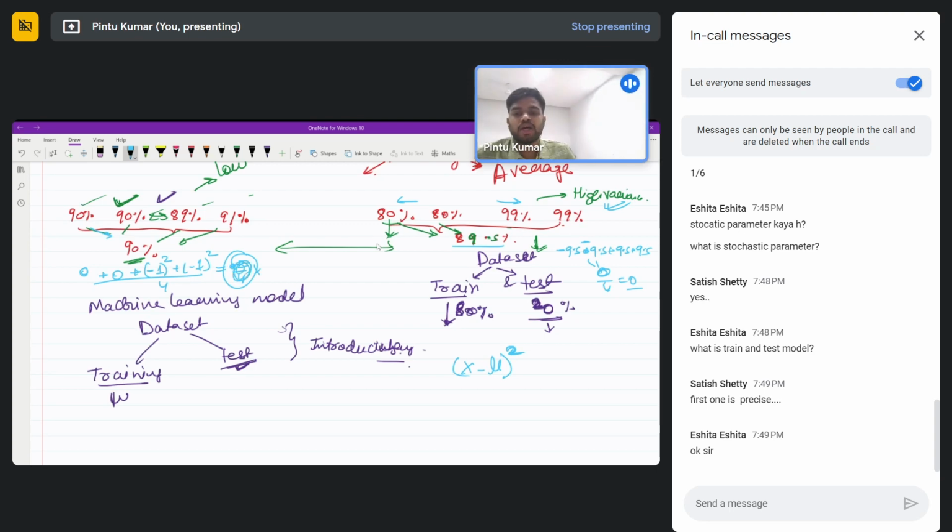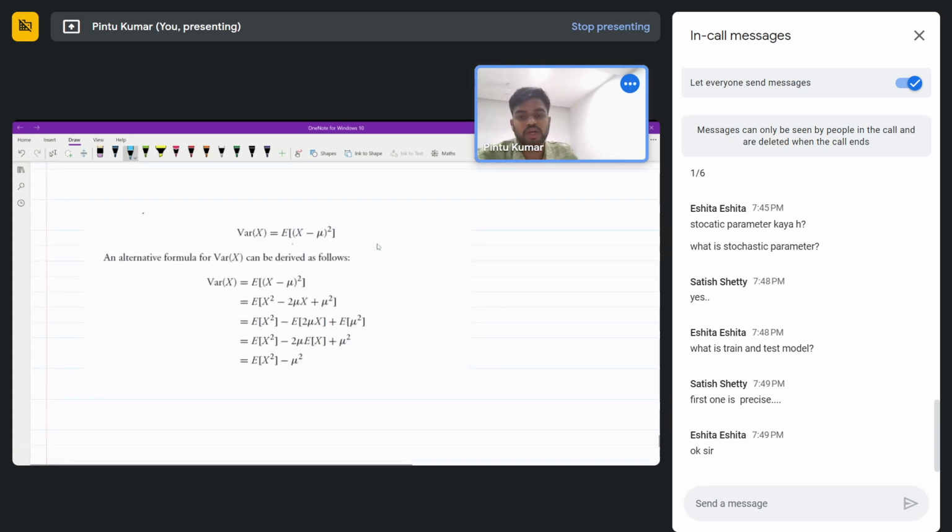And then this value would become 1 plus 1 is 2, 2 by 4. And this would become 9 by 5 square plus 9 by 5 square plus 9 by 5 square plus 9 by 5 square. And we read something as 9 by 5 square. Now this value is very high, right? So this is the motivation behind this square.